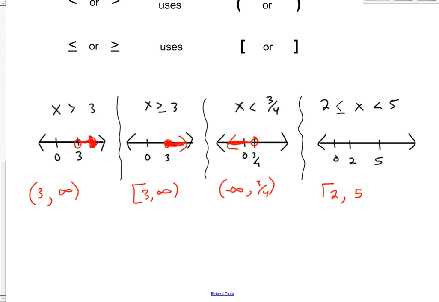So that means I'm going to have a bracket, and I have no line under the symbol when it's referring to the 5, so that means I have a parenthesis on the 5. On the graph, I'm going to have a solid dot on the 2 and an open dot on the 5. And because x is in between the two, I am shading in between the two dots.